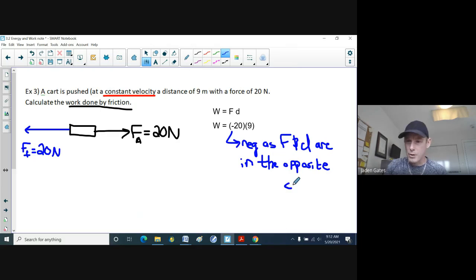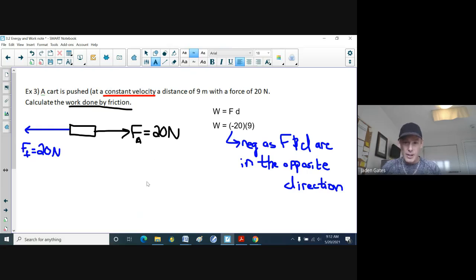That's terrible writing. I apologize. I should have just used the note. All right. So again, that's the reason I got the negative sign in there, is because F and D are in the opposite direction this time out. All right. And so now when I calculate it, work, I got negative 20 times 9, and I end up with minus 180 joules.